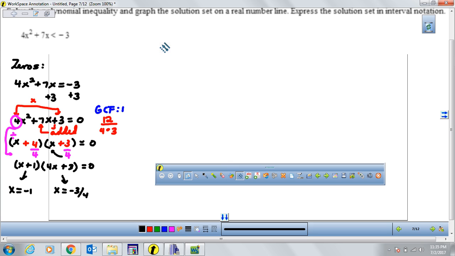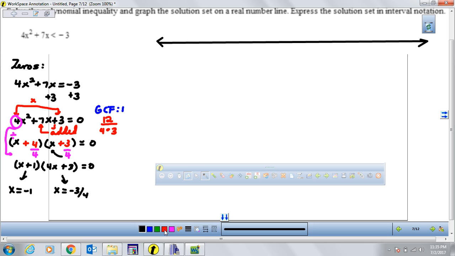So now we're going to draw the number line, and we're going to select the test points that we're going to test. First of all, let's put the boundary points, which are negative 1 and negative 3/4. So first is negative 1. So I'm going to put the negative 1, and I'm going to create a boundary line right here. And then we have the negative 3/4, and I'm going to create a boundary line.